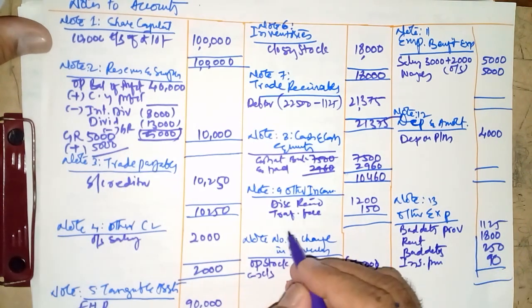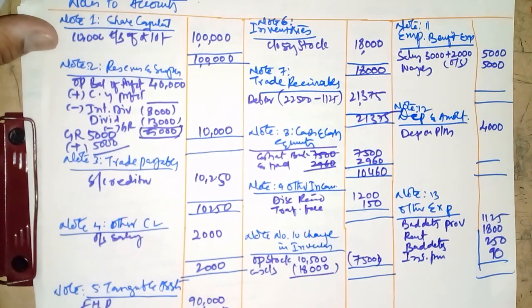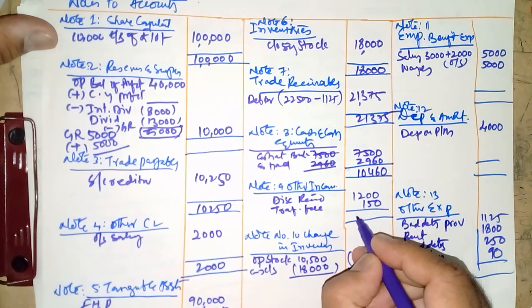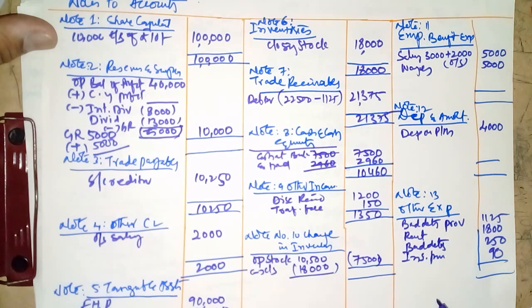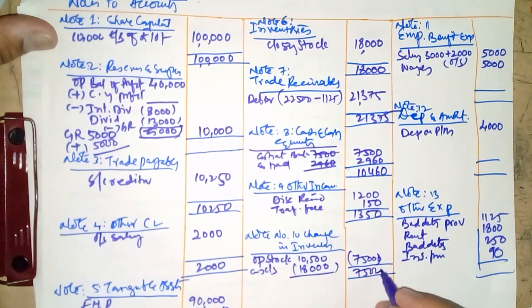Then other incomes, right? When you come to the other incomes, we have two incomes, that is 1,350, right? 1,350 is our other income. Then change in inventory is 7,500 negative as usual.